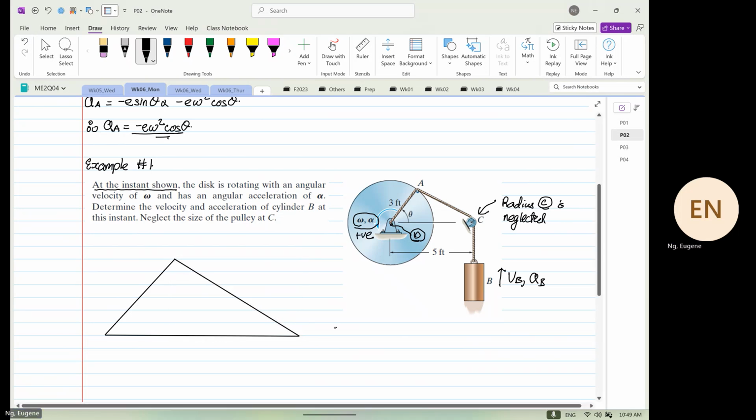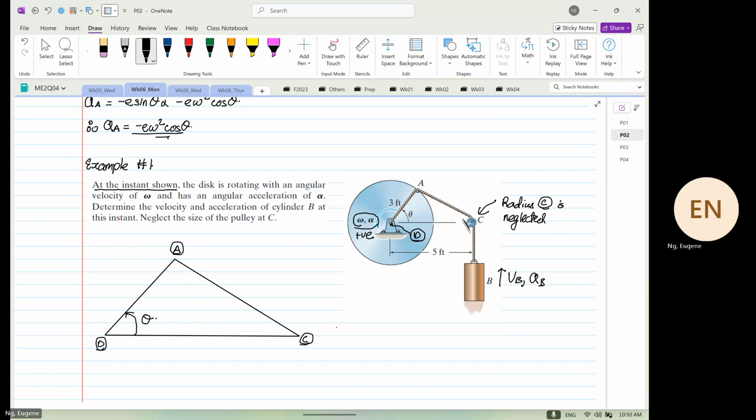Okay. So this is our point D. This is our point A. And this is our point C. Okay. And what we are given over here, this is our theta. Okay. Over here is our theta. So what we have to determine is our what?